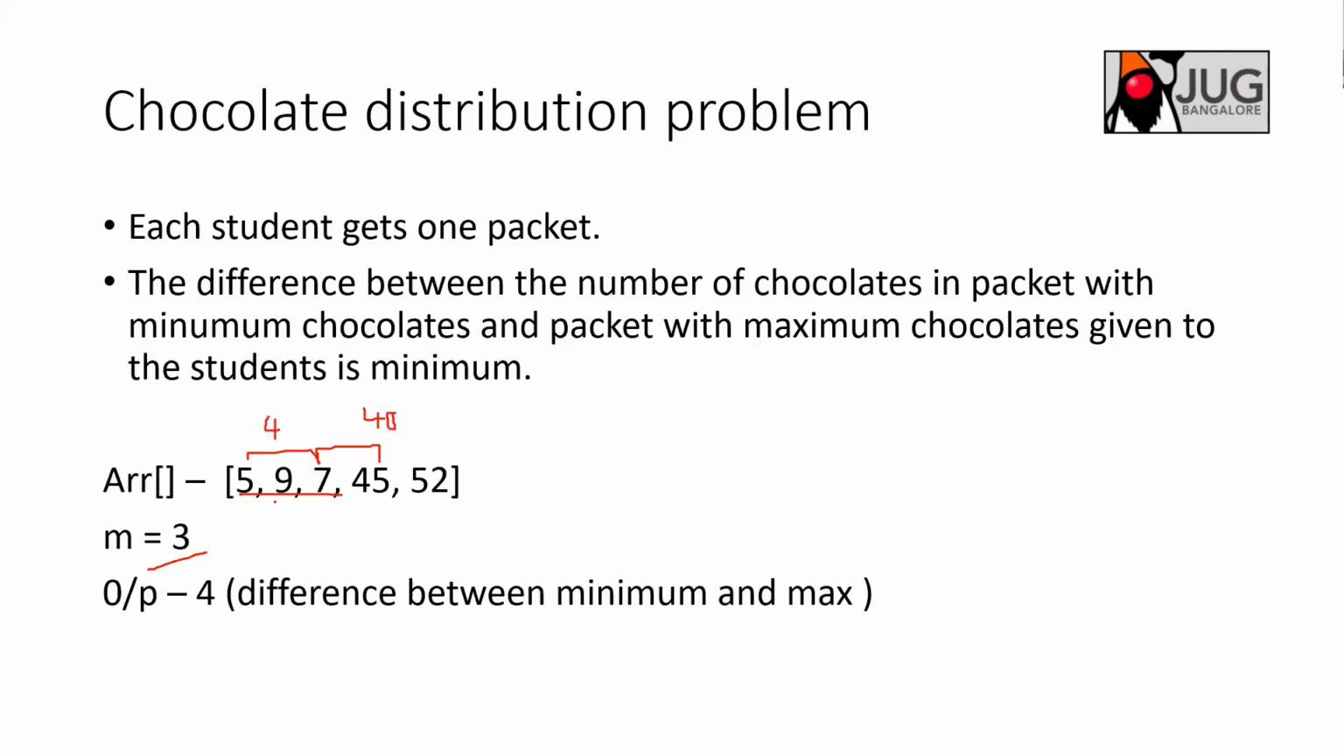Similarly, if you take 9, 7, 45, the difference between 7 and 45 is 38, which is also more. Similarly, if I take 7, 45, 52, the maximum is 52 minus 7, which is 45.